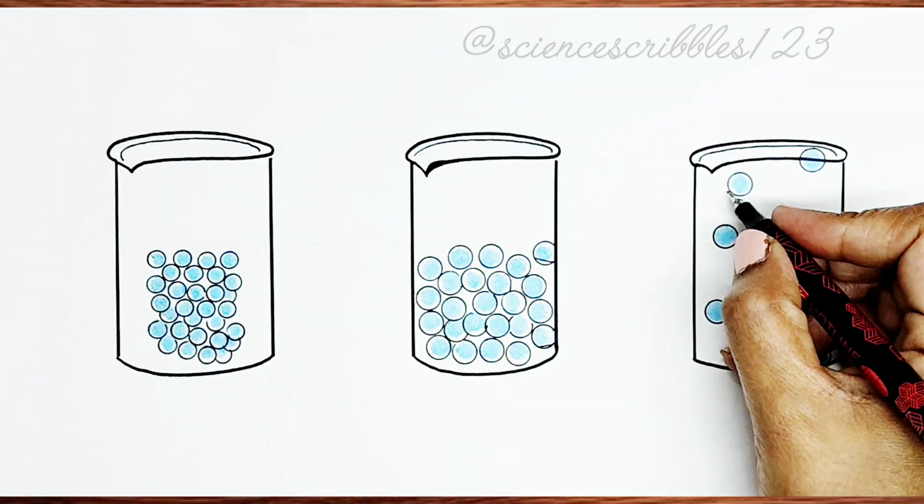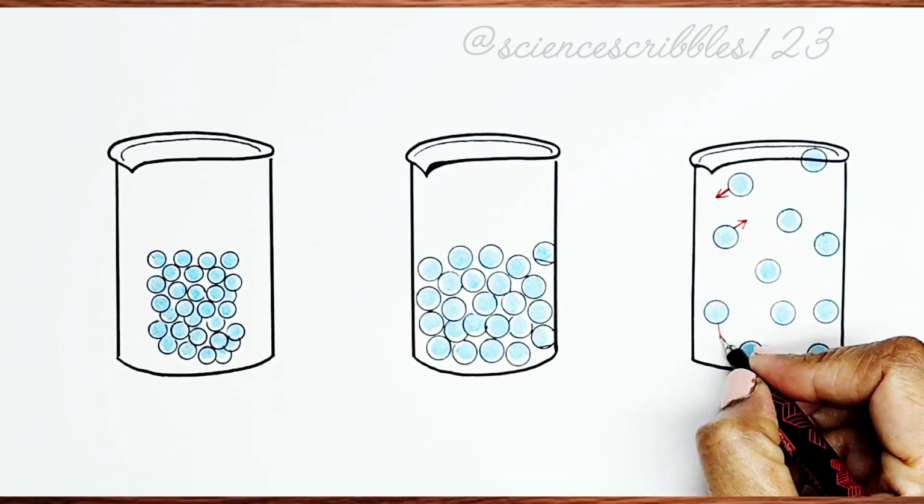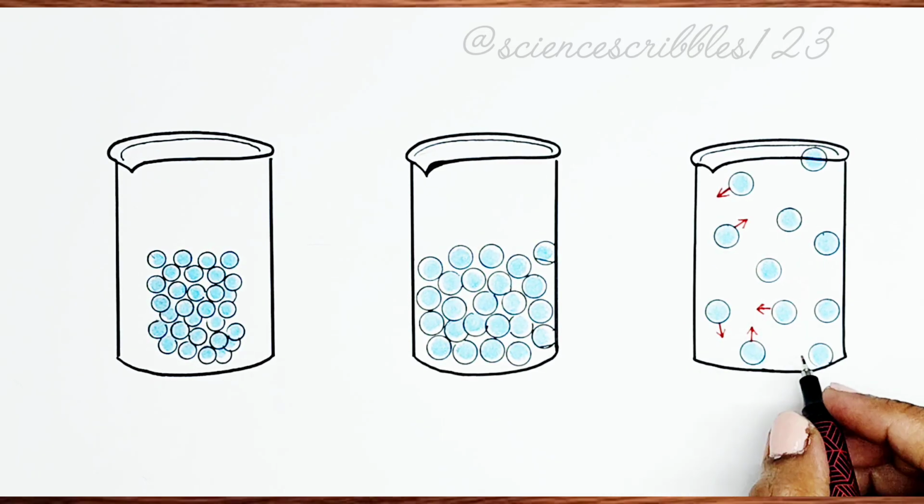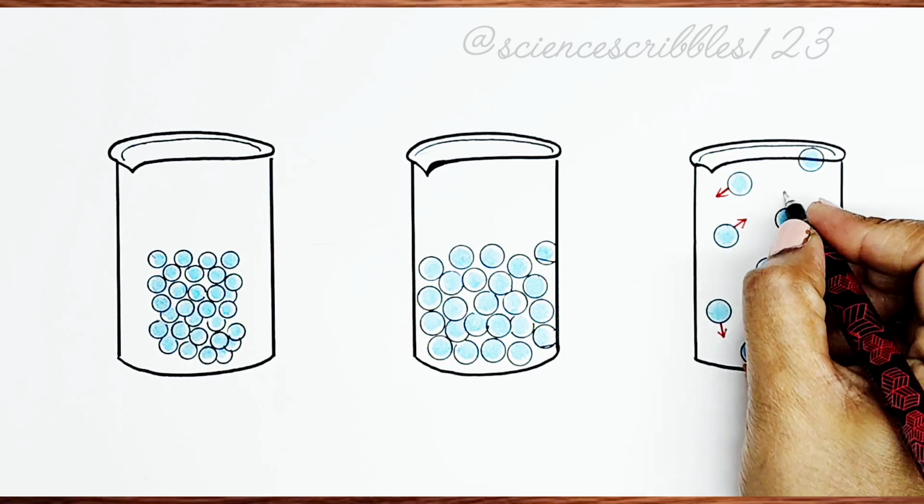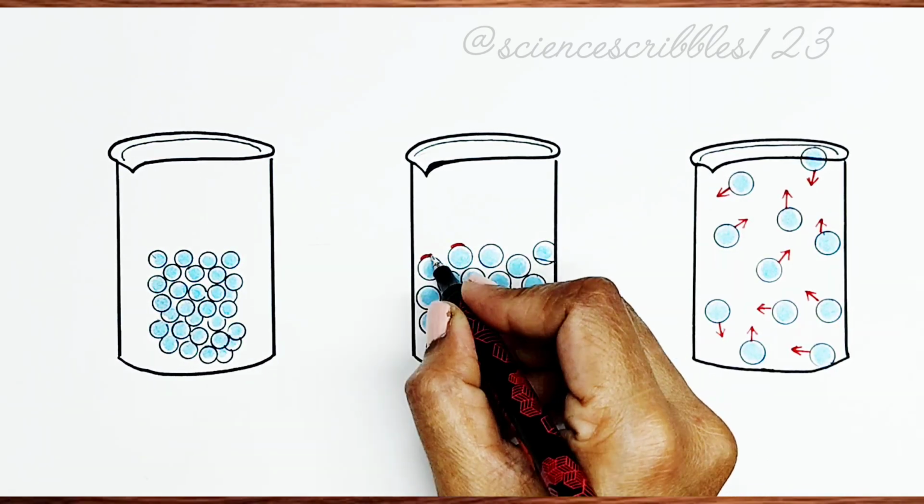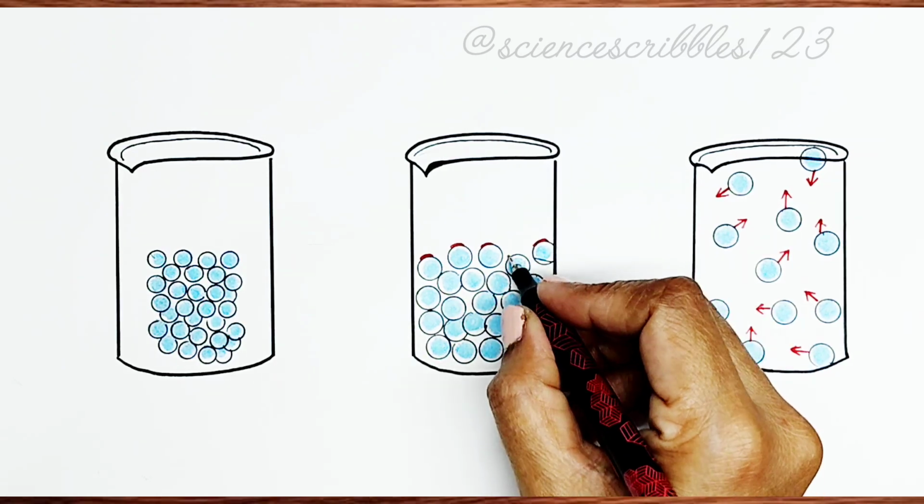Now, starting with the third beaker, I am using a red color pen to indicate the directions in which the gas molecules are moving. You can simply draw arrows in various directions to show the random movement of gas molecules, as they move freely in all directions.